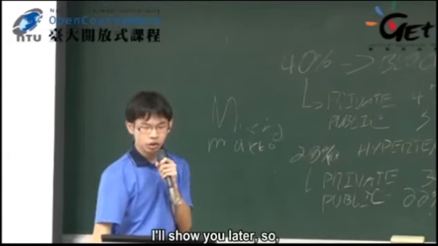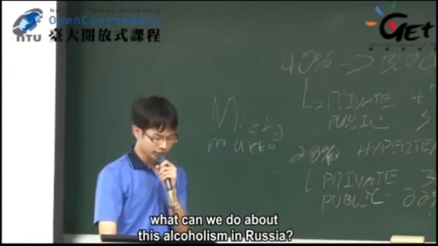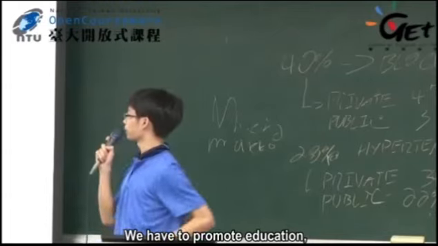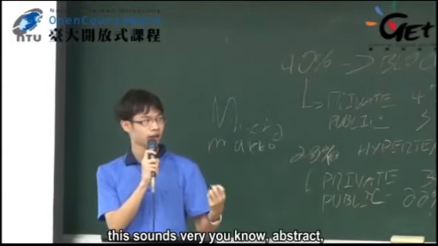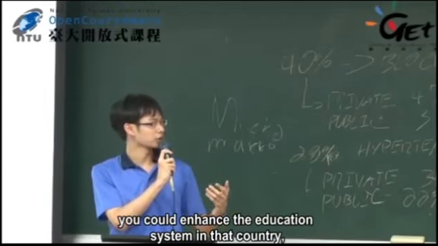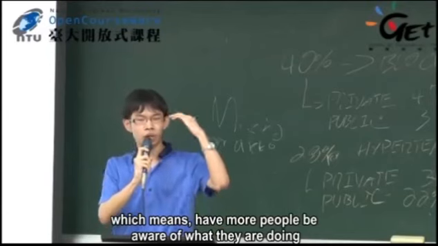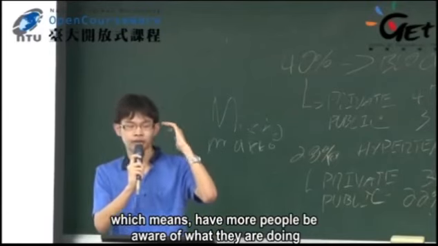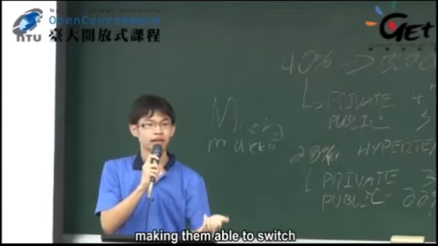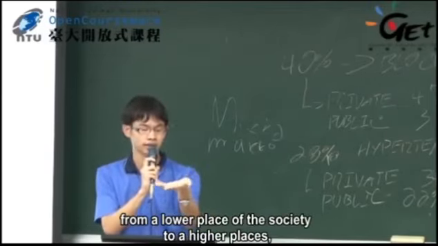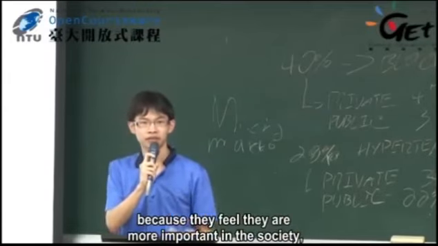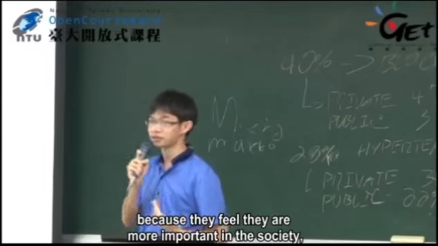I'll show you later. So, what can we do about this alcoholism in Russia? We have to promote education. This sounds very abstract, but education promotion means to enhance the education system in that country, which means have more people be aware of what they are doing in their everyday life. And that also increases the social mobility of these people, making them able to switch from lower places of the society to higher places, meaning that they will drink less because they feel they are more important in the society.